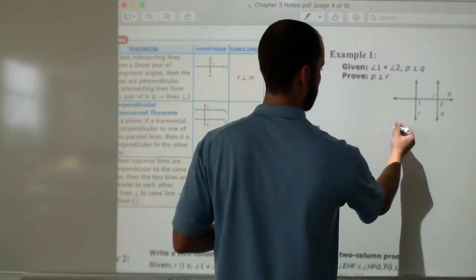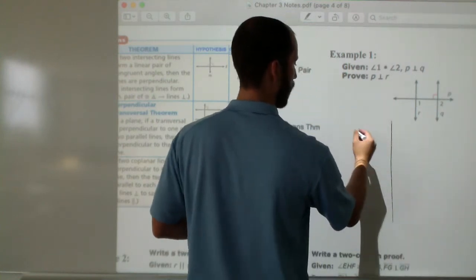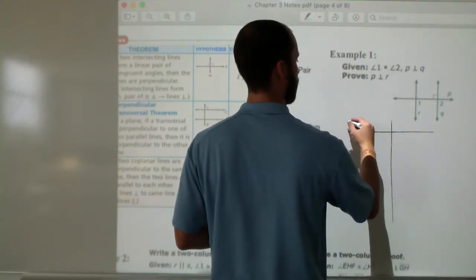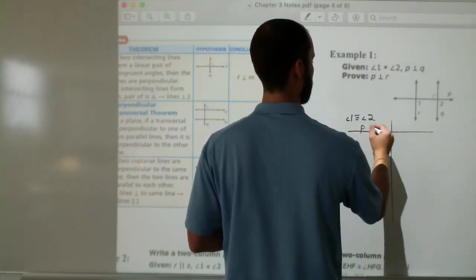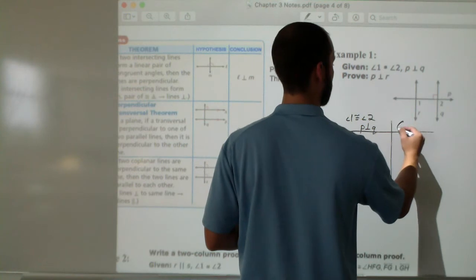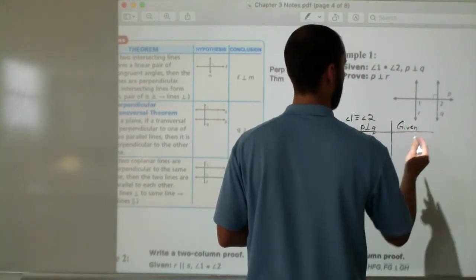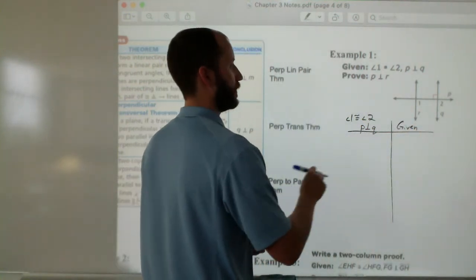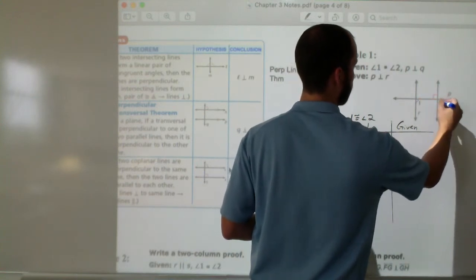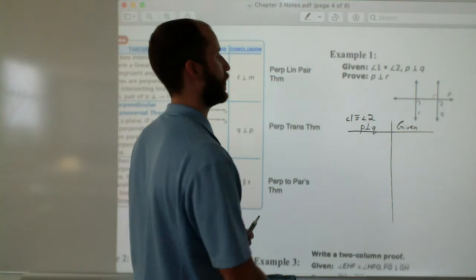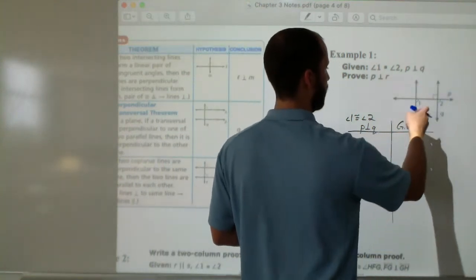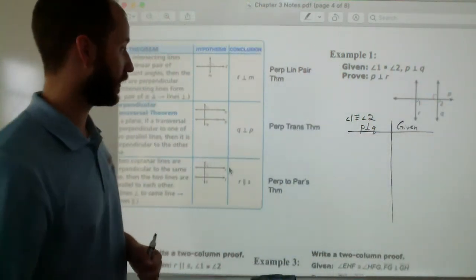So let's get my table. So angle 1 is congruent to angle 2. Line P is perpendicular to line Q. So let's mark up my diagram. 1 and 2 are congruent. P is perpendicular to Q. So now prove that P is perpendicular to R.